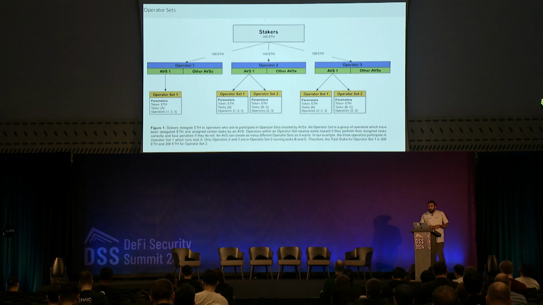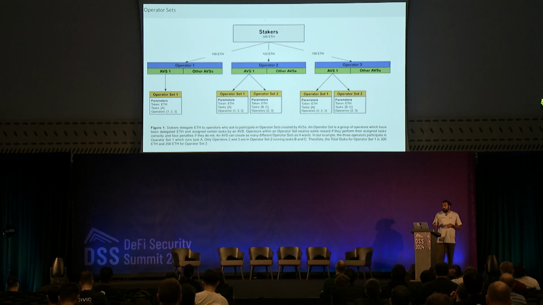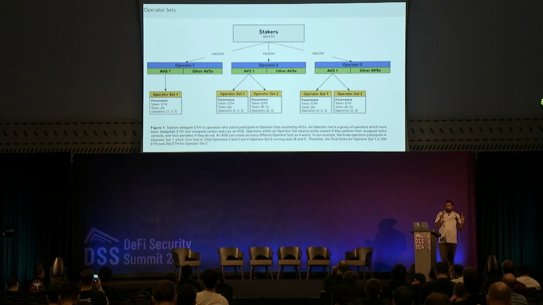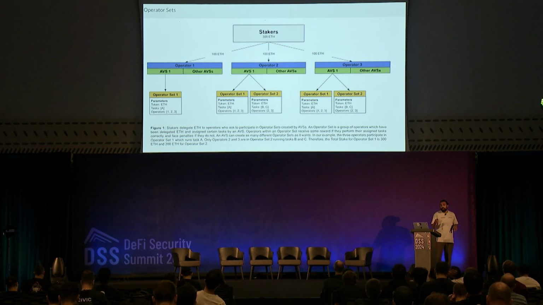So this is what operator sets look like. You can see a staker has 300 ETH, and they have delegated 100 ETH each to 3 operators, and they all run AVS1. And you can see that AVS1 has multiple operator sets, and operator 1 only has the operator set 1. Operator 2 and operator 3 are opted into both operator set 1 and operator set 2.